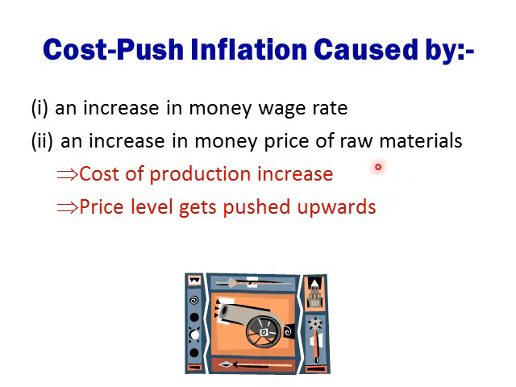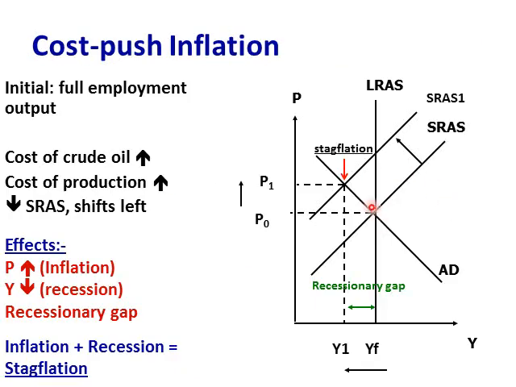Your cost of production goes up when, for example, your wages go up, the salaries you pay to your workers go up, or there is an increase in the price of raw materials. When your inputs become more expensive, your cost of production goes up, and then your SRAS curve shifts to the left. Let's take a look at the diagram. You can see here, your starting point is at full employment output. So we could have a scenario whereby the cost of crude oil goes up. Your cost of production goes up and your SRAS shifts to the left. You end up at this point.